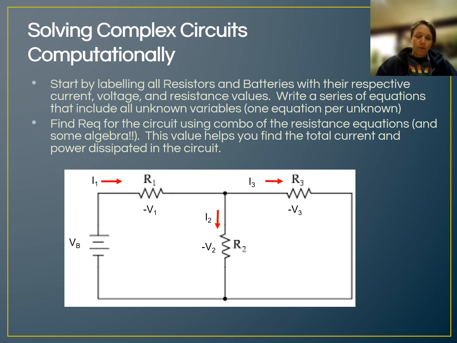It's also very useful, when we have a circuit like this, to find REQ of the circuit using a combination of the resistance equations and some algebra. So you should be able to find REQ algebraically even without numbers. If we know that R1, R2, and R3 are all equivalent to each other, you should be able to use a combination of your resistance equations to calculate the equivalent resistance in terms of R. We'll do some practice with that in class, but I've seen a lot more of that popping up recently.